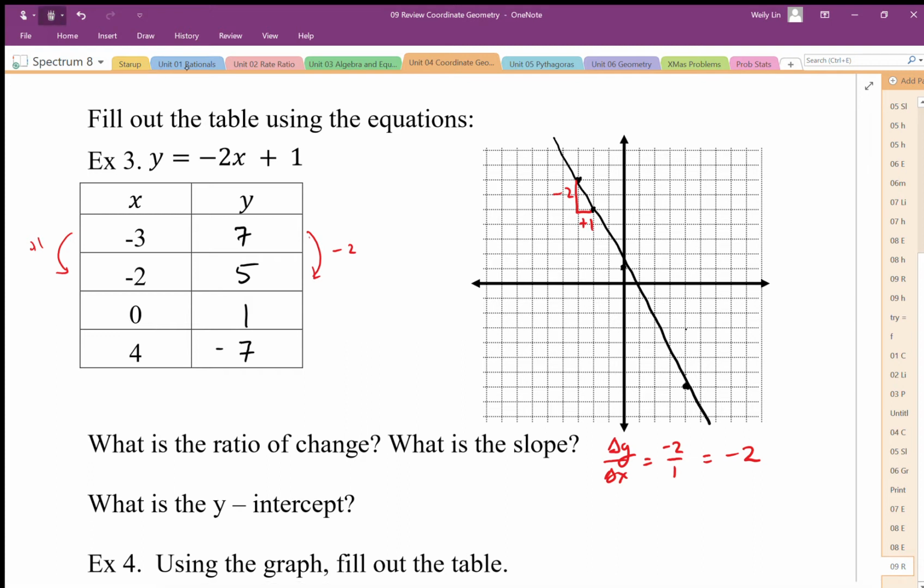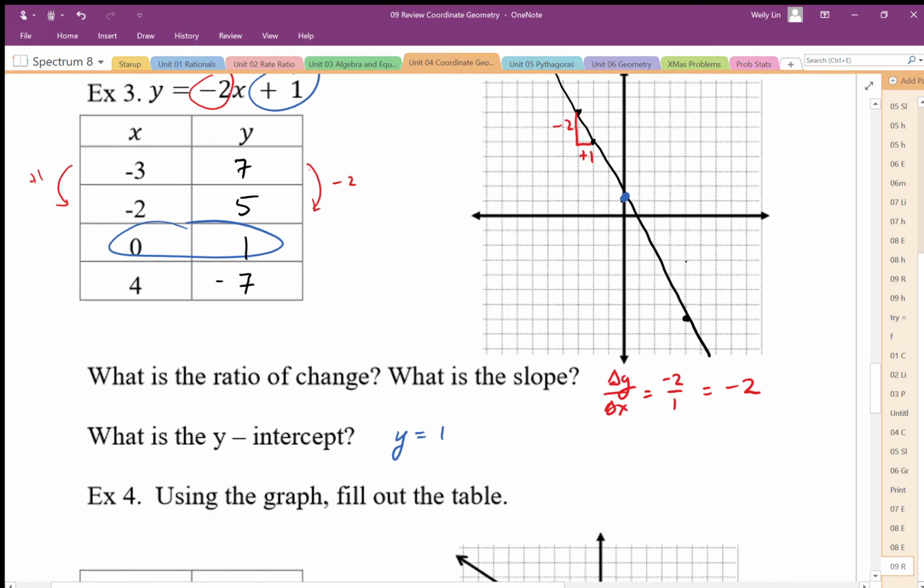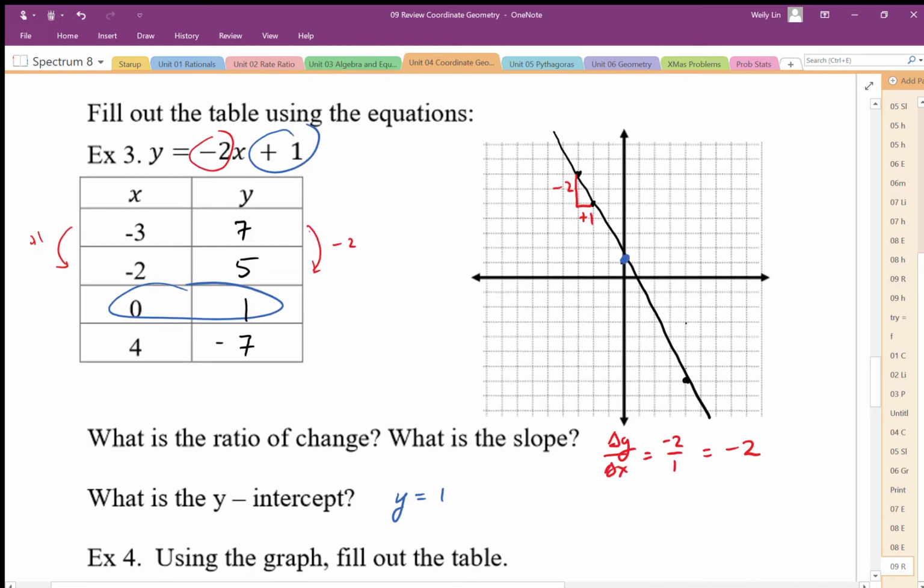The y-intercept is going to show up as x equals 0. So the y-intercept is y equals 1. It shows up on my graph there, it shows up on my table. It also shows up there, just like the slope shows up in the equation. Okay, so these are things I want you to connect to each other.